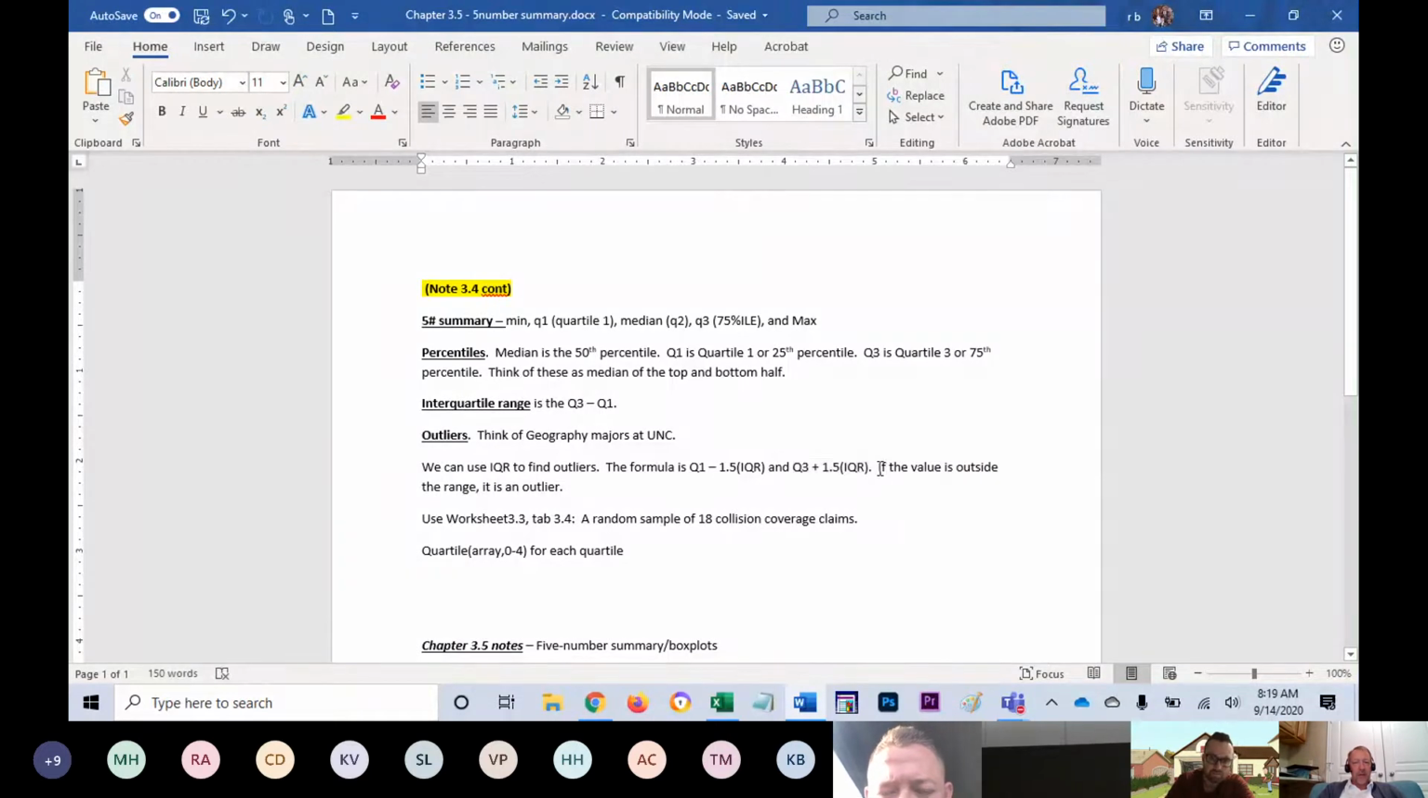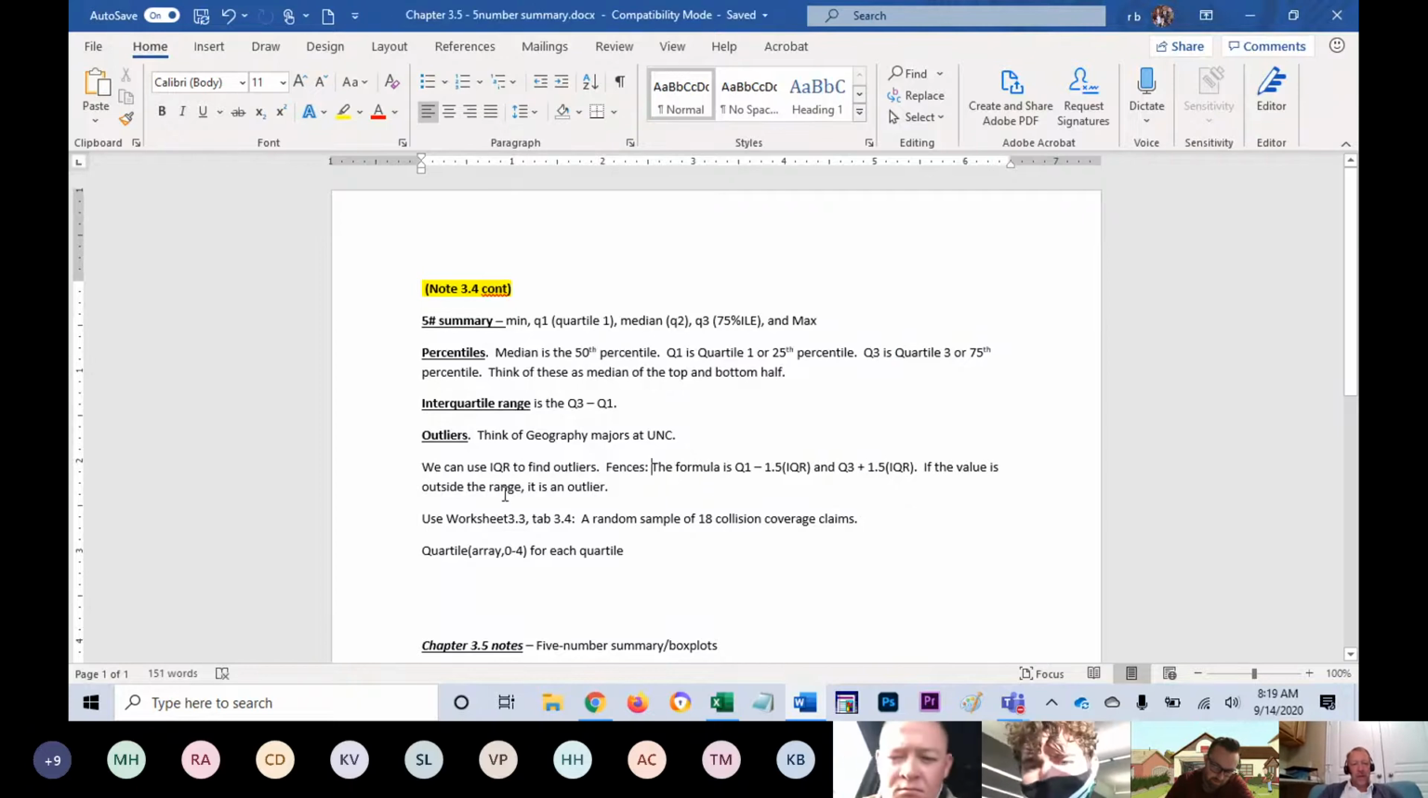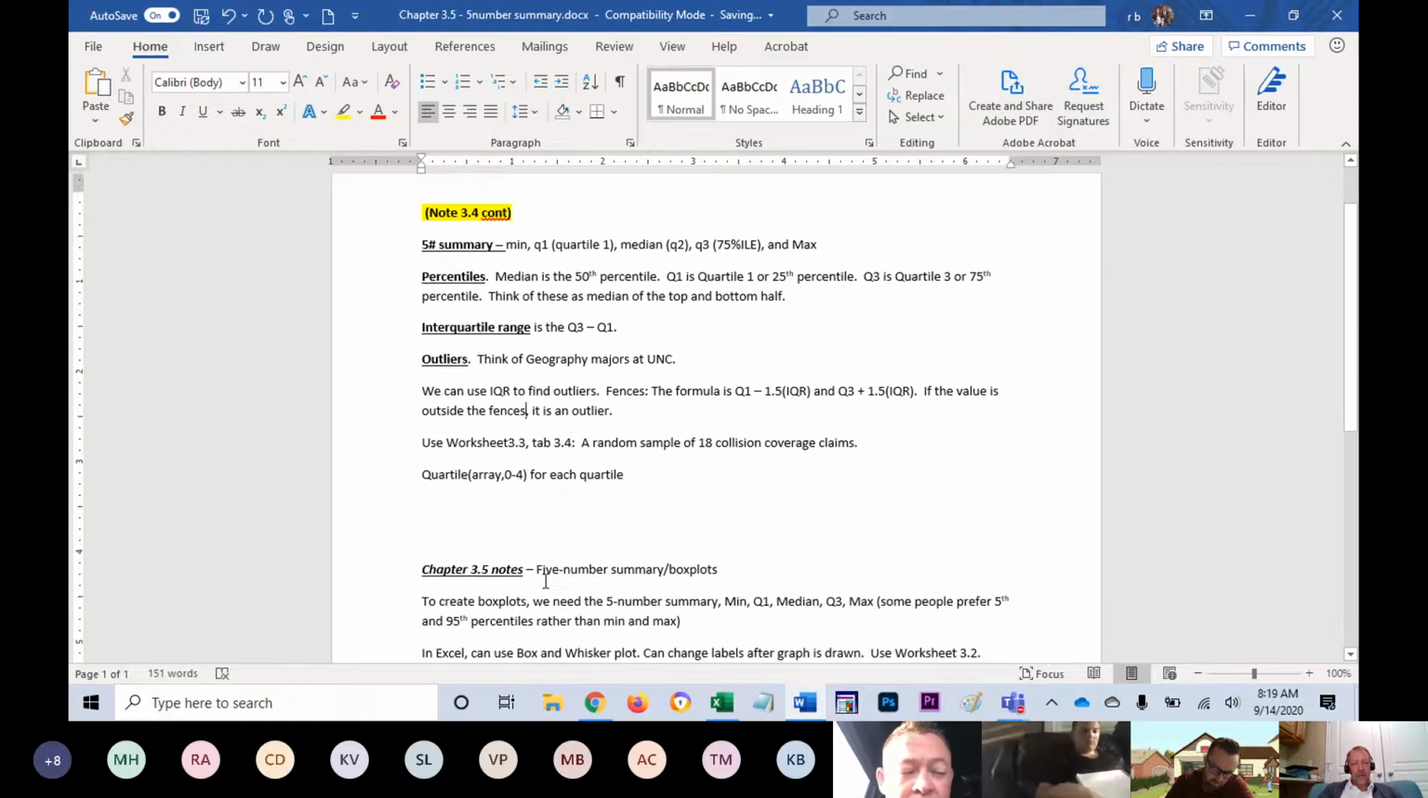So if a value is outside, we refer to these, maybe I should call these fences. Fences. If it's outside the fences, then we decide it's an outlier. So I'm going to show you guys how to do that in just a minute.